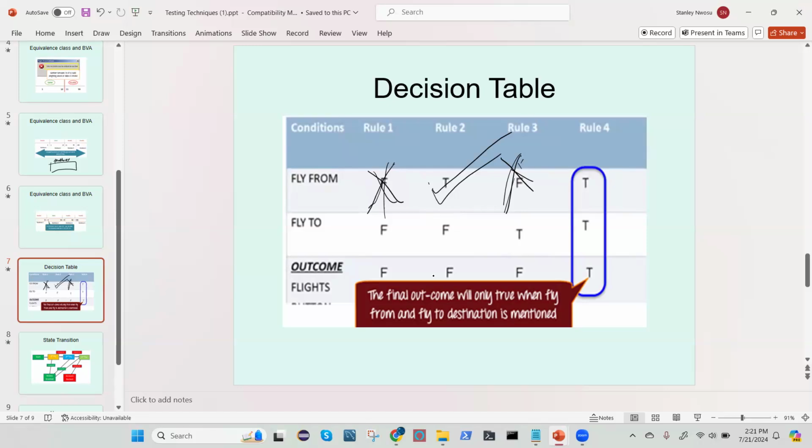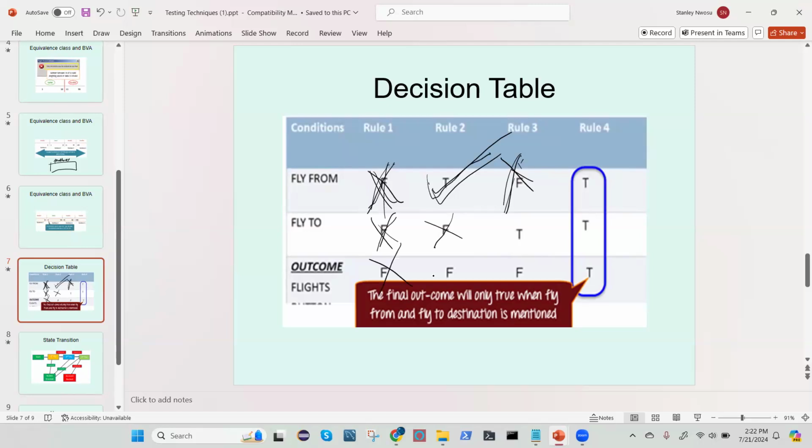In the other way, you didn't input where you're going from, and you didn't put where you are going to land, where you are going. So you can see that the ticket will not be booked. From is where you are coming from. To is where you are going. You didn't input the data, so you're not going to book the ticket.